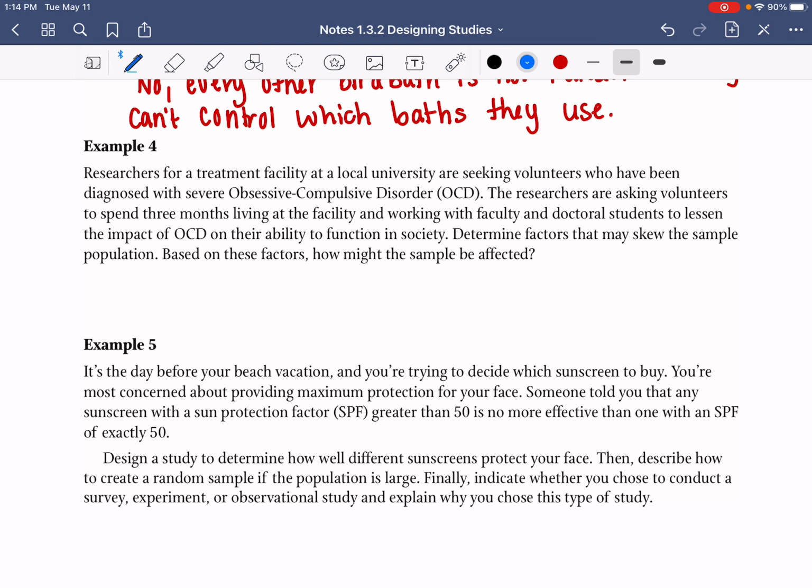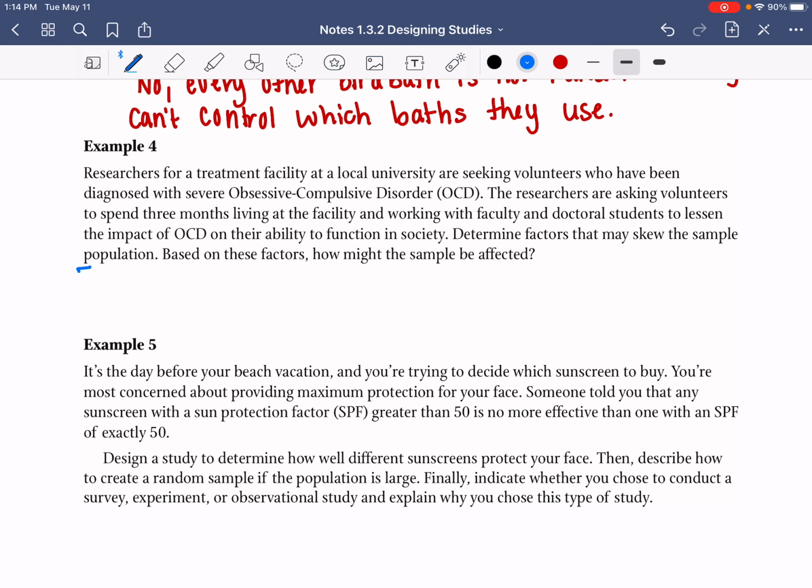Example 4 says researchers for a treatment facility at a local university are seeking volunteers who may have been diagnosed with severe obsessive compulsive disorder, OCD. The researchers are asking volunteers to spend 3 months living at the facility and working with faculty and doctoral students to lessen the impact of OCD and their ability to function on society. Determine factors that may skew the sample population. Based on the factors, how might the sample be affected?